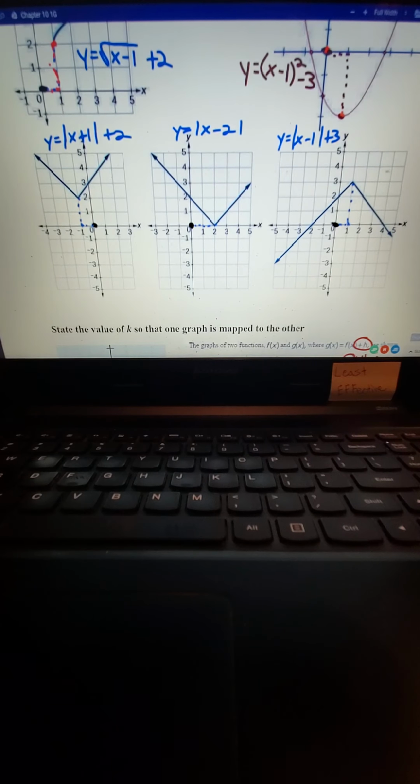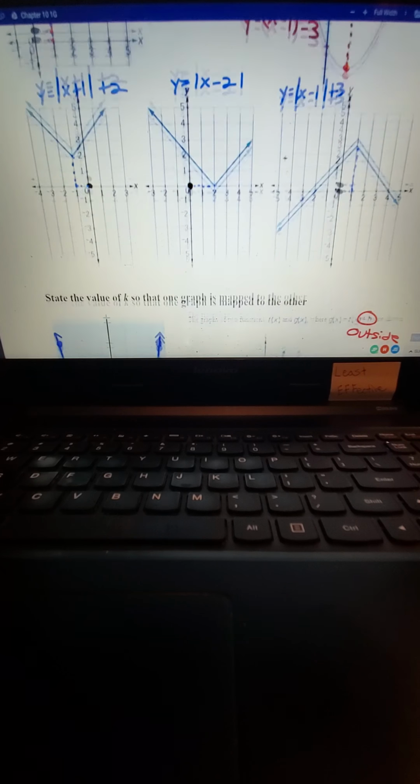All right, and then we have 3 different absolute values, so 3 different V's. We just got to see where they go. So the first one's left 1, up 2, so -1, meaning +1 because of the left, and then up 2. Second one, we're just right 2, so that's -2. And the last one, we are right 1, up 3, so that's -1 and +3. Remember, inside is always opposite, outside is always normal.